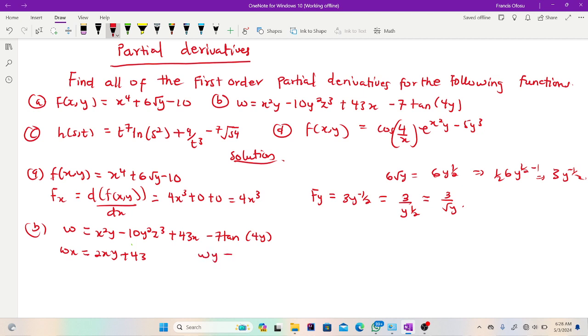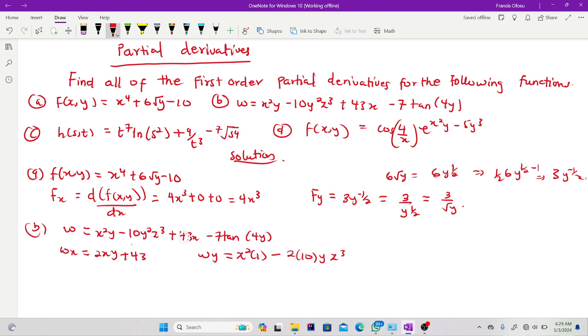Let's find wy. For wy, when I start with x squared y, my x squared is now a constant, but y is not a constant because I'm differentiating with respect to y. So when I differentiate with respect to y, I'm getting 1. So I'll get x squared times 1. Now minus, I have y again here. So what am I getting? 2y. 2y will multiply the rest of the expression. So I'll have minus 2 multiplying 10 y z cubed.